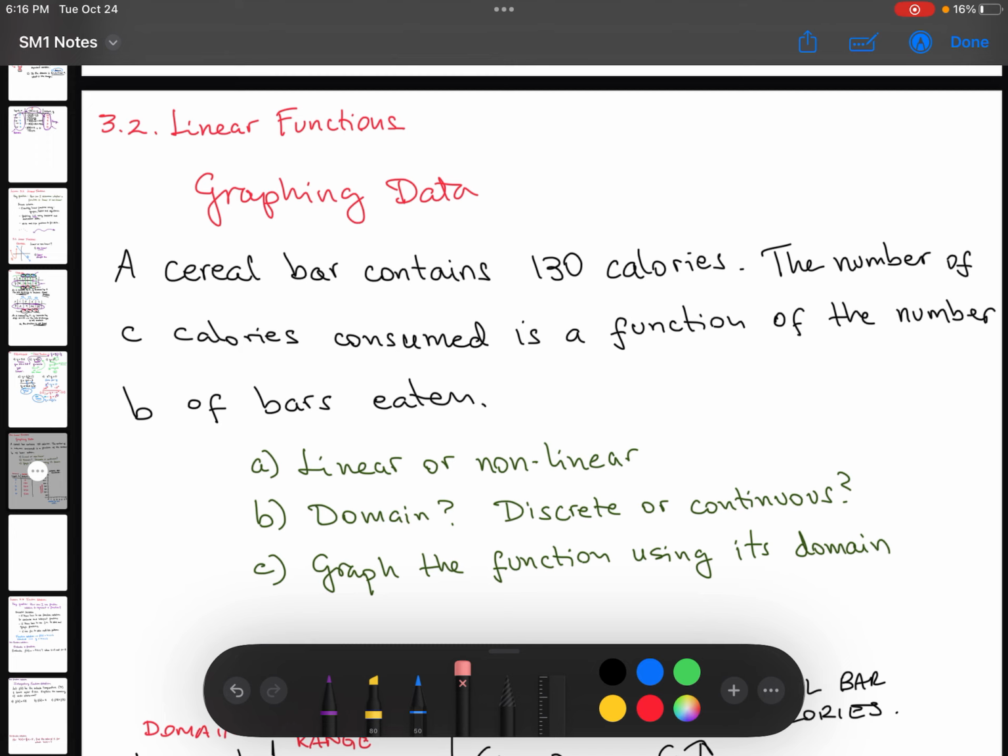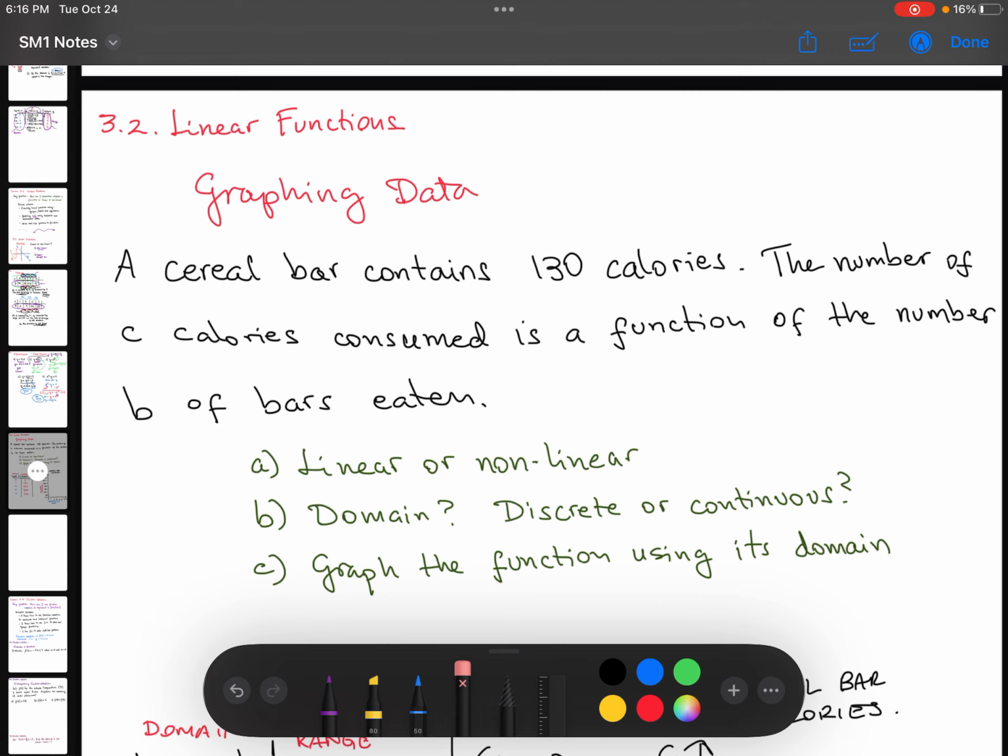Also, we need to describe the domain. What is the domain? Find the domain of this function, and then find the range as well. We're going to determine whether that domain is discrete or continuous. And at the end of the exercise, we're going to graph the function using that domain. Of course, we need to figure out the range as well.